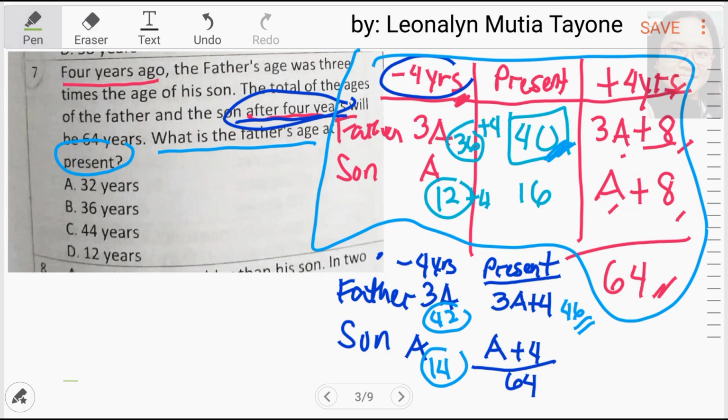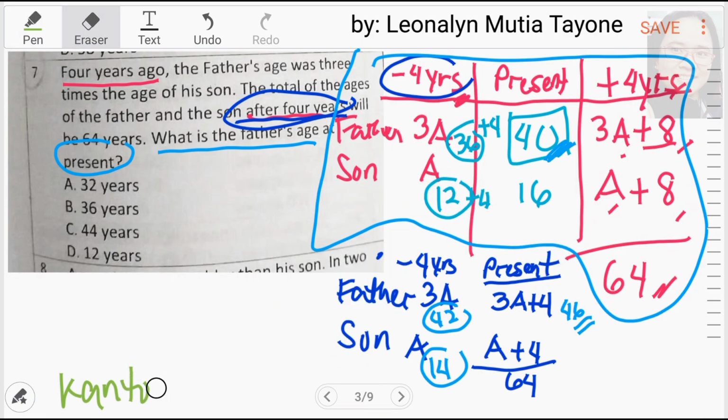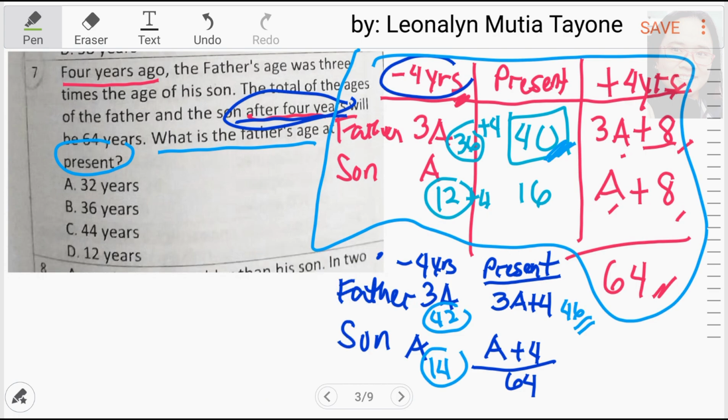Isa-isahin natin. Kanto style method, kanto or tambay style method. Erase nga natin to. Isa-isahin natin yung mga choices, yun yung ibig kong sabihin. What is the father's age at present? So, meaning yung mga choices at present yun. Umpisahan natin sa 32. 32 minus 4. Si 32 minus 4, that is 28. Ma-divide ba si 28 by 3? Hindi. So, hindi yan ang sagot.